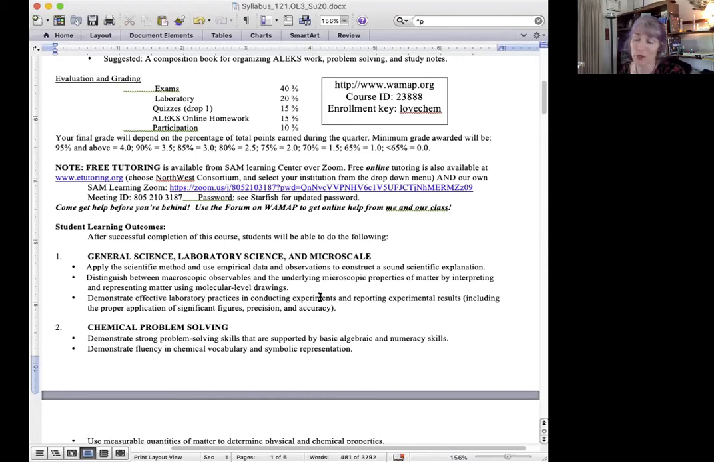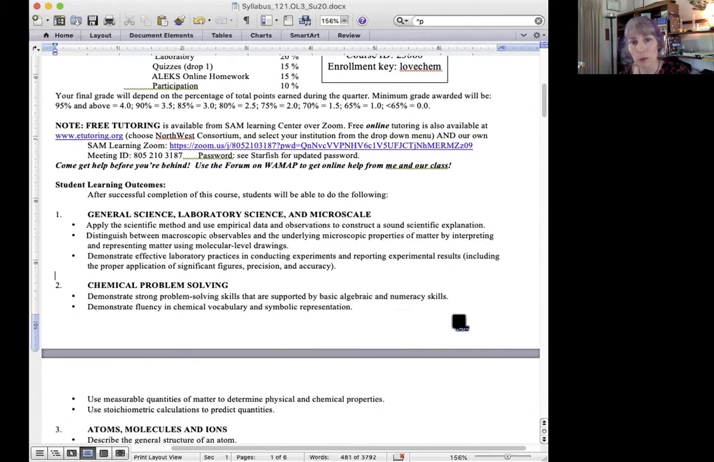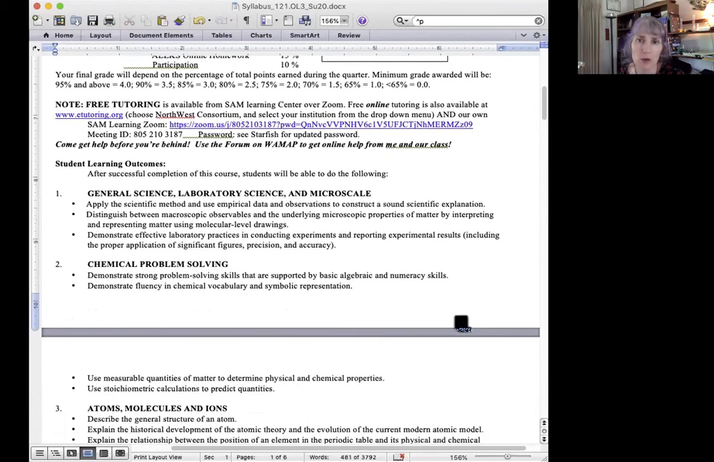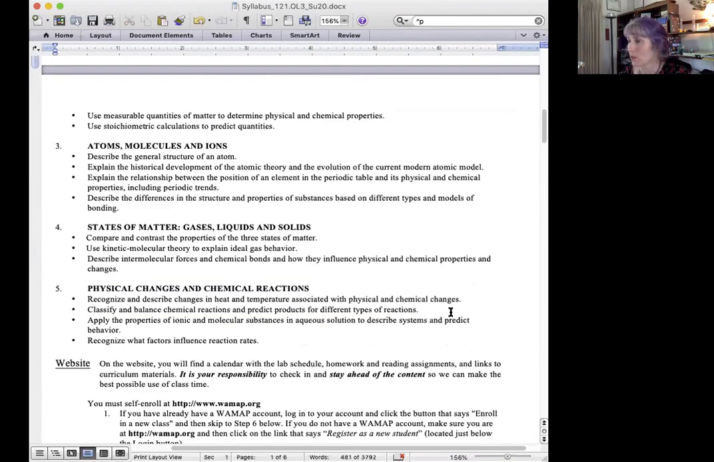All through the quarter, we will develop problem-solving skills, fluency in the vocabulary, and symbolic representation. So we use letters to represent our atoms. We'll talk about the properties of matter, and that's something that doesn't show up in the book as much as we will cover in this class. So we'll rely on the worksheets and the videos for that. We will end up the quarter using stoichiometry to predict chemical quantities.